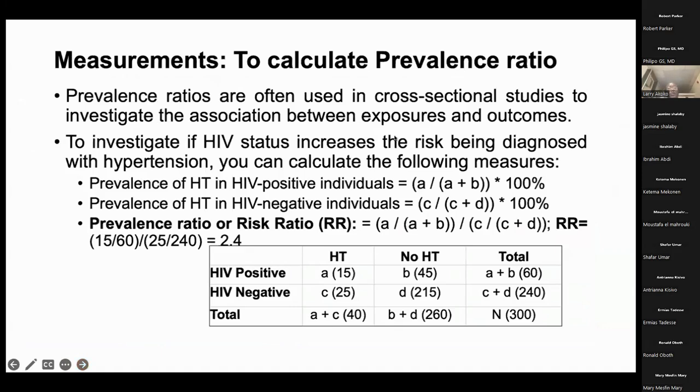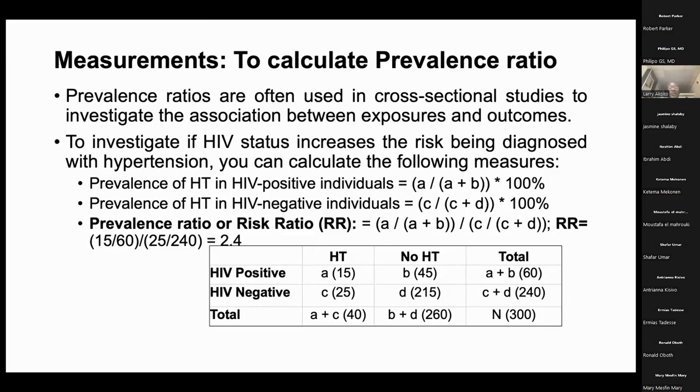We can also use prevalence ratios as measures in cross-sectional studies. Prevalence ratios are often used to compare the prevalence of disease in the exposed group to the prevalence in the unexposed group. So again, using the same table from our emergency laparotomy, we will be looking at the prevalence of hypertension in the HIV positive. That would be A over all HIV positive cases, which is A plus B. So that would be 15 over 60.